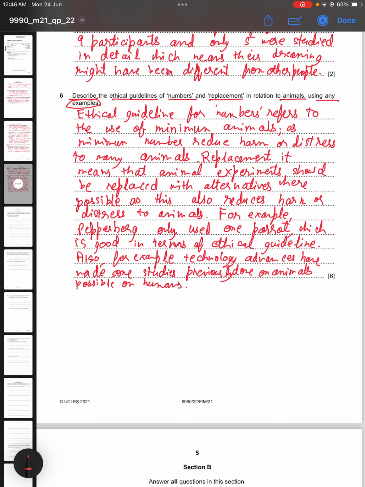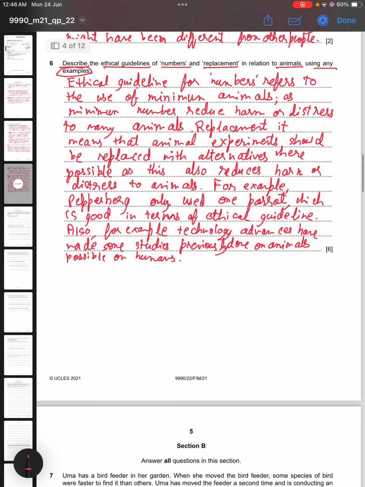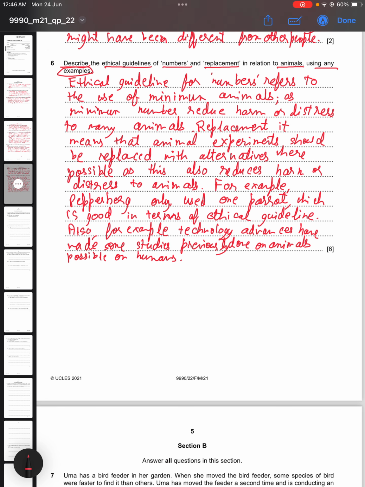For example, you can write, for example, some modern studies on brain functions are mostly done on humans nowadays, but previously they were mostly done on animals. Or you can also write that we can use technology advancements such as CCTV cameras, which can be placed out in the wild, or we can use any TV footage from TV shows instead of using actual animals.